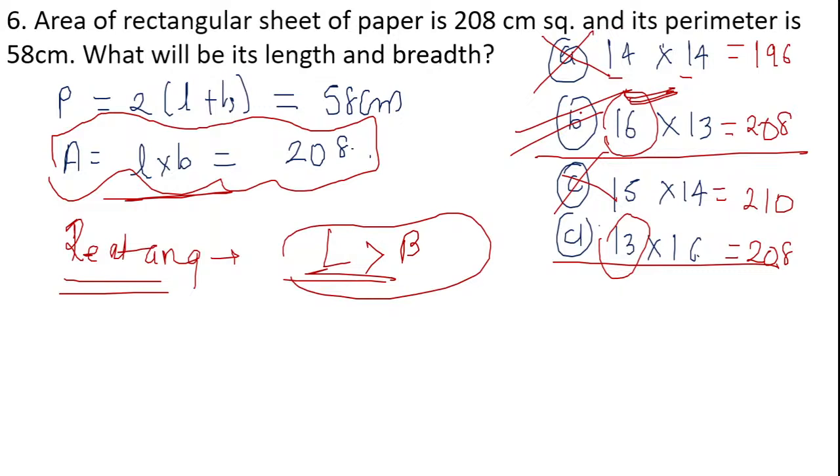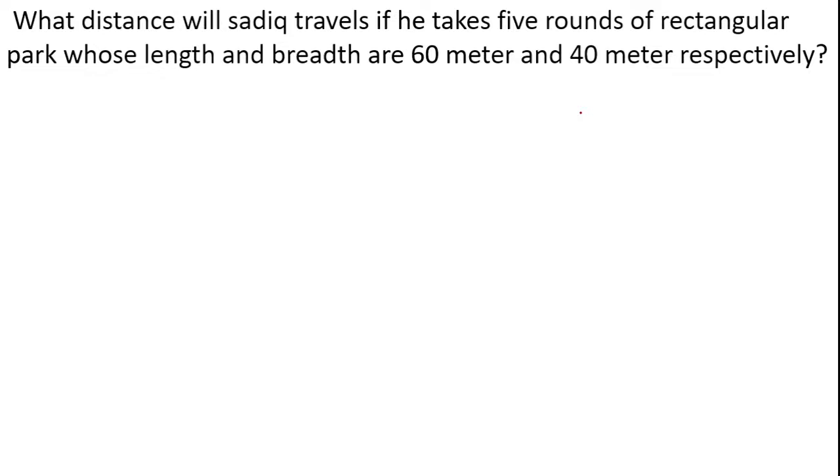I hope you have got this question. Moving on to the next question, always keep in mind that the length in the case of a rectangle is always greater than the breadth. Now, what distance will Sadiq travel if he takes 5 rounds of a rectangular park whose length and breadth are 60 meters and 40 meters respectively? This is the question given to us here.